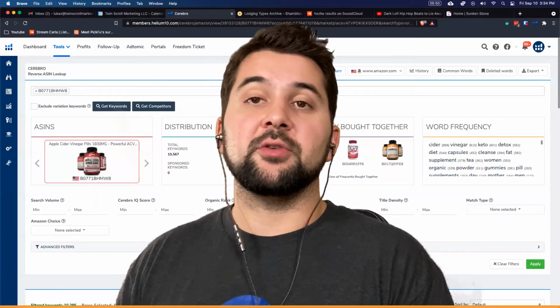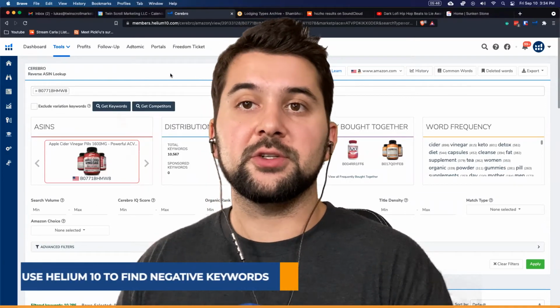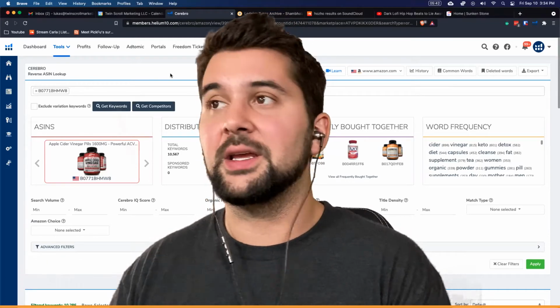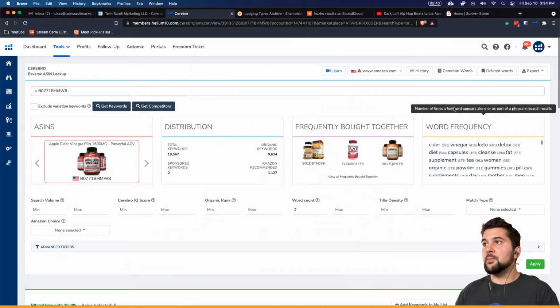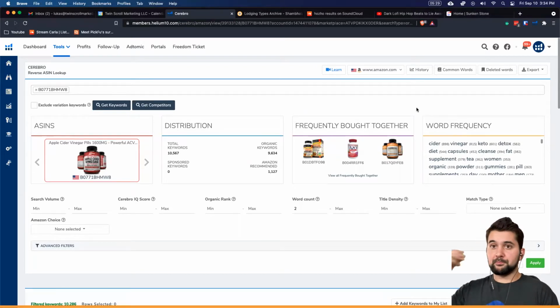The other way that you can find it quickly for me is using the Helium 10 research tool. You have to use Helium 10 because it has this really nifty trick. But you can look at the word frequency. So I am searching this apple cider vinegar pill product. So we're looking at the word frequency. So essentially what this is showing us is the individual words, how often do they come up in the keyword.